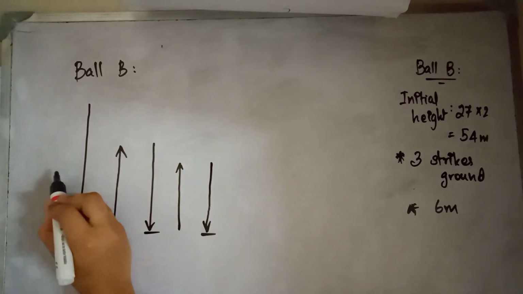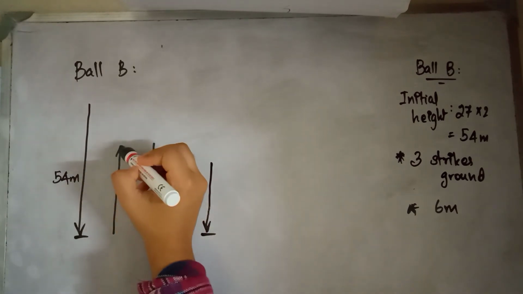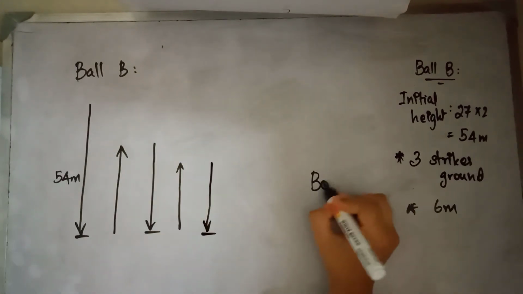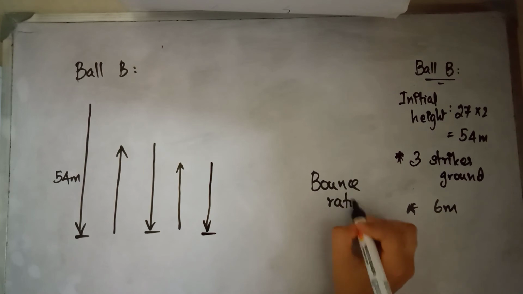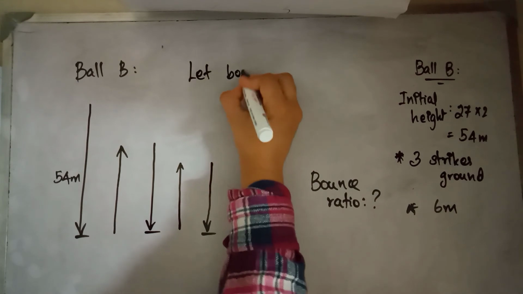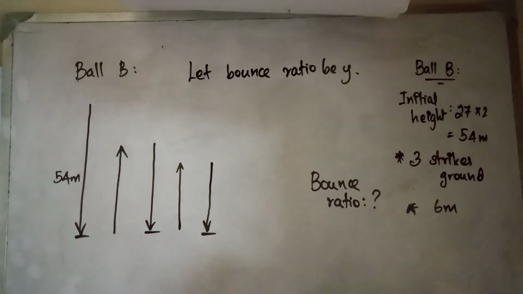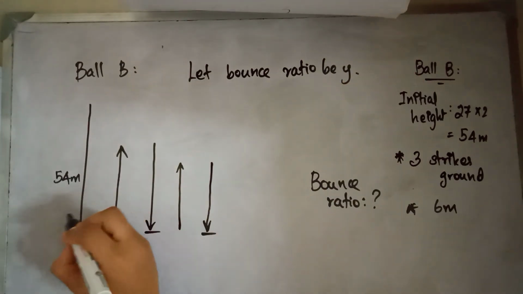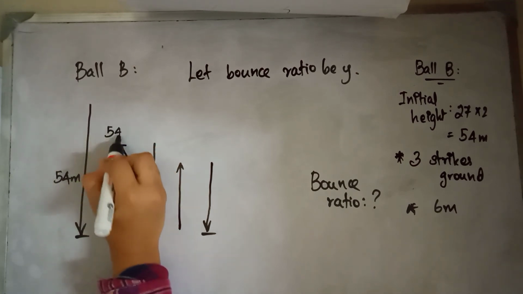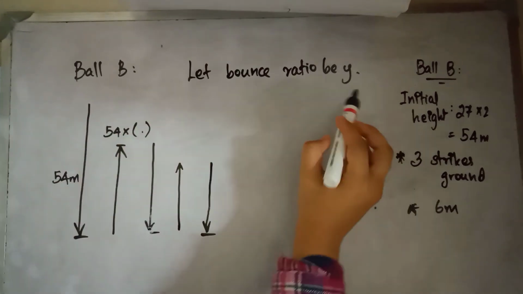Okay, so the initial height is 54 meters, the height at which it's dropped. It bounces up by a certain bounce factor. We'll be having this as bounce ratio or bounce factor. This is what we have to find out. Let's have the bounce ratio as y. When it comes up, this height will be equal to initial height into the bounce ratio, right? And the bounce ratio is represented as y.